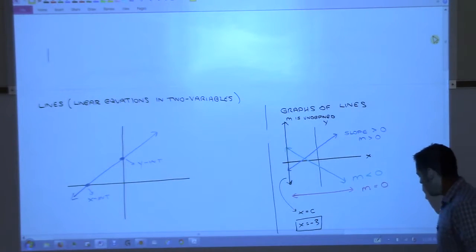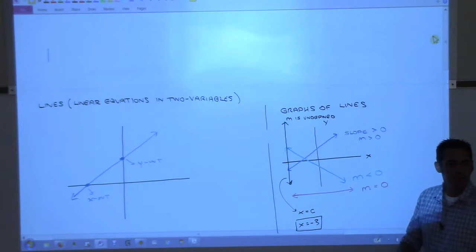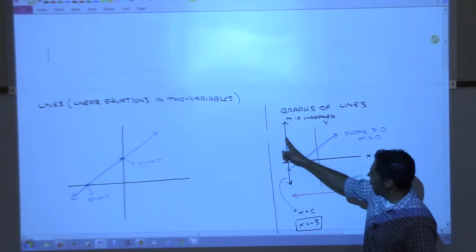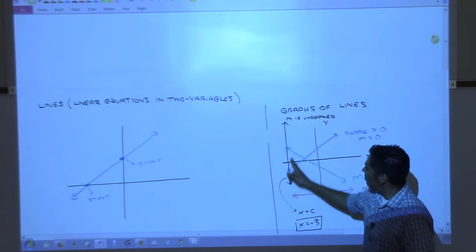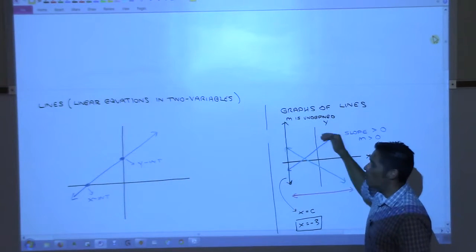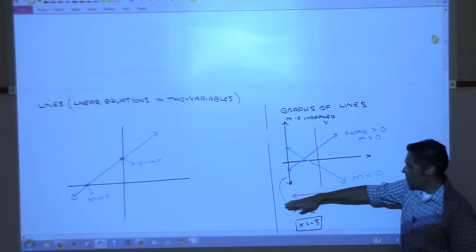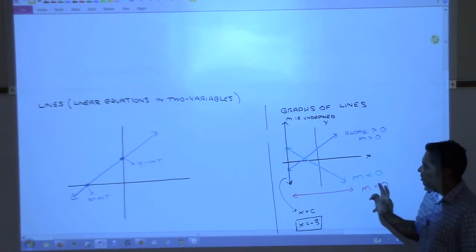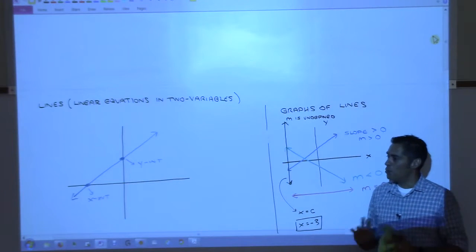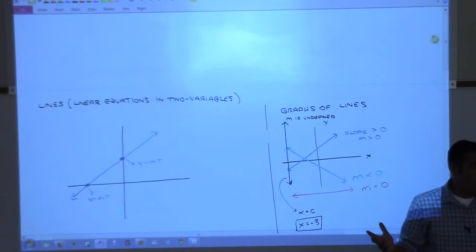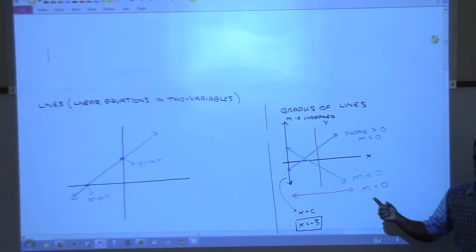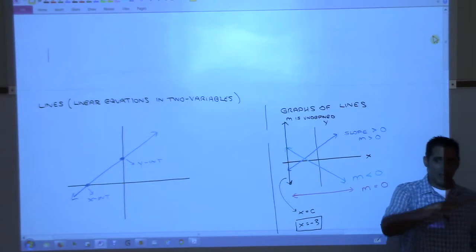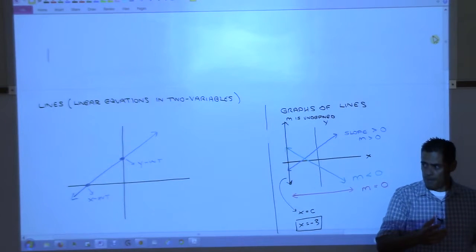Do all lines have to have an X and a Y-intercept? No. Look at this one right here. Does that have an X-intercept? Yes, but not a Y-intercept. This one has a Y-intercept but not an X-intercept. So there are two special cases where you would not have both, but otherwise you should have an X and a Y-intercept. If there's any tilt at all to the line, then you should have an X and a Y-intercept, right?